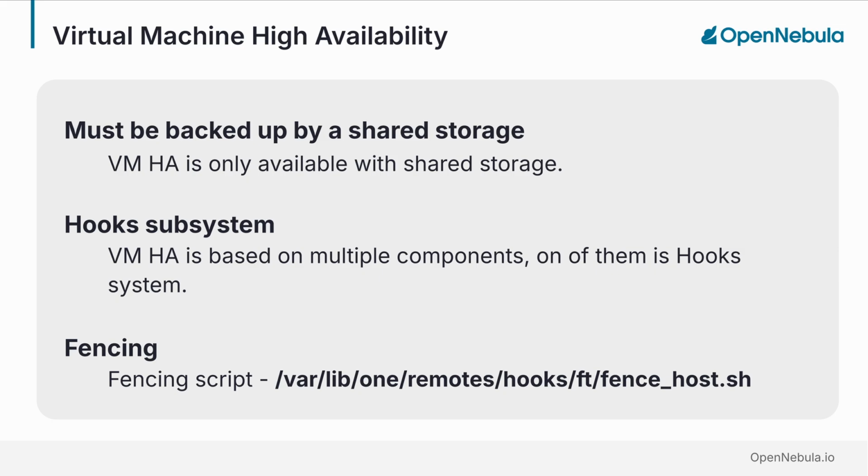Virtual machine high availability relies on the hook subsystem. The hook subsystem is a powerful automation and integration functionality that is available in OpenNebula. This functionality allows the execution of any script based on the virtual machine, host, or image state change or API call. To learn more about the hooks functionality, please visit the official OpenNebula documentation.